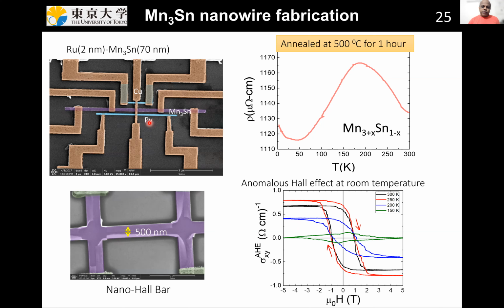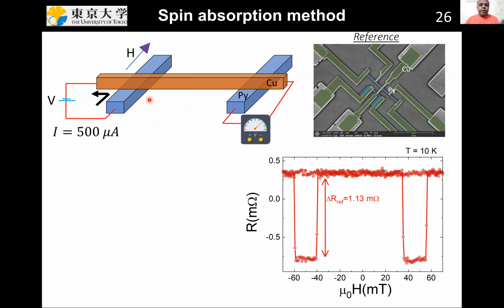So then we tried to do some spin Hall effect experiments in this device. As I explained earlier, in the spin absorption method, first you measure your reference device and get the spin signal, and then you measure a spin Hall device. And if you see, the measured spin signal is reduced because spin current got absorbed by manganese 13. From the ratio between the 2 signals, you can determine the spin diffusion length. So I did the same experiment at room temperature and estimated the spin diffusion length to be less than 0.75 nanometers, less than 1 nanometer.